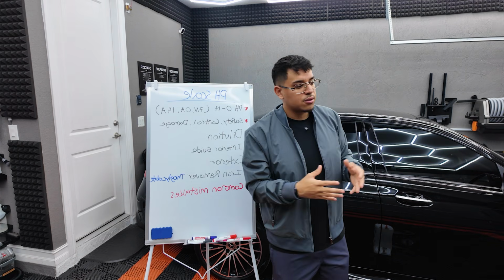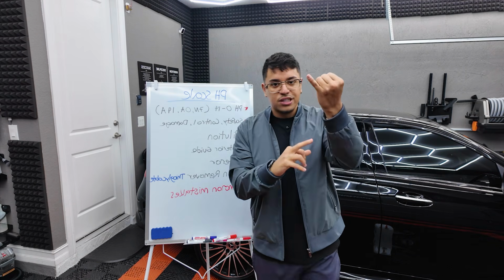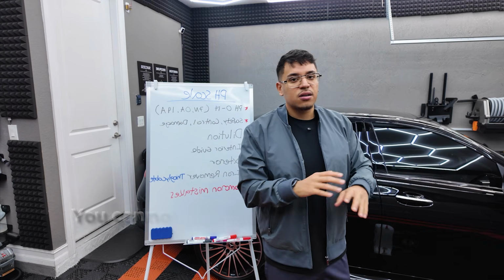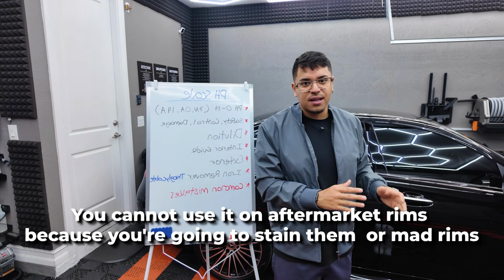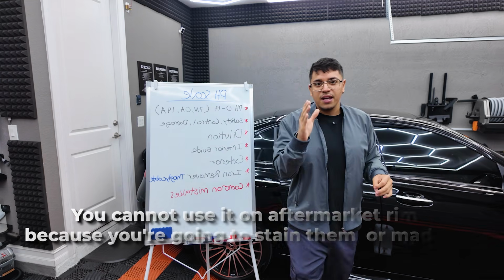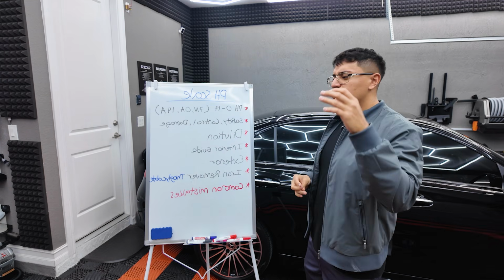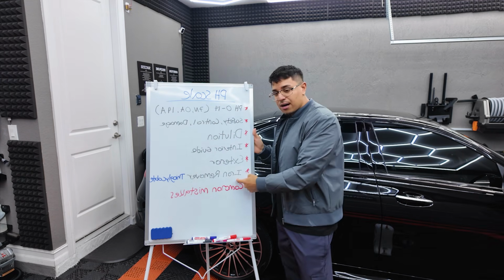How do you know when it's an original rim? When it has clear coat, so it's shiny and it has the logo. You cannot use it on aftermarket rims because you're gonna stain them, or matte rims, none of that. Stay away. If you encounter matte rims or aftermarket rims, you go into iron remover.